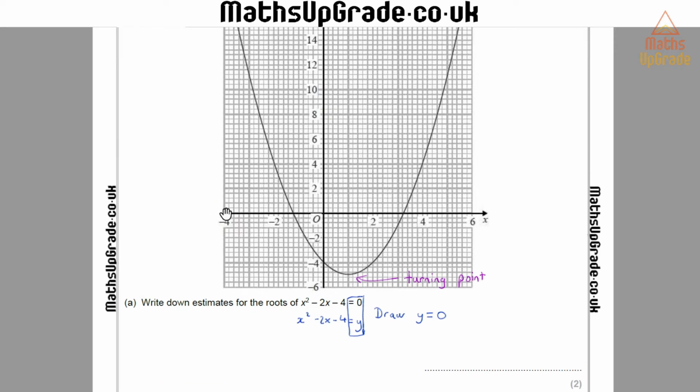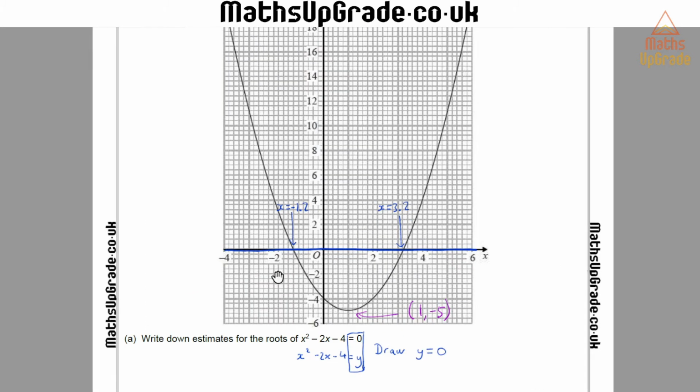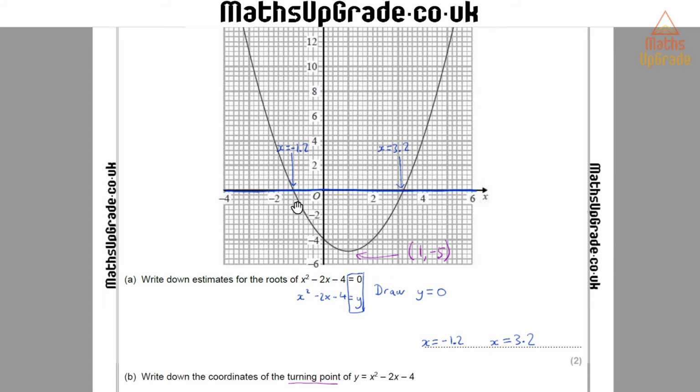At every point on that horizontal line there, y equals 0. So I just need to see where the curve coincides with that line, that axis. And that's at x equals negative 1.2 and x equals 3.2. So there's the roots there, and that's 2 marks.